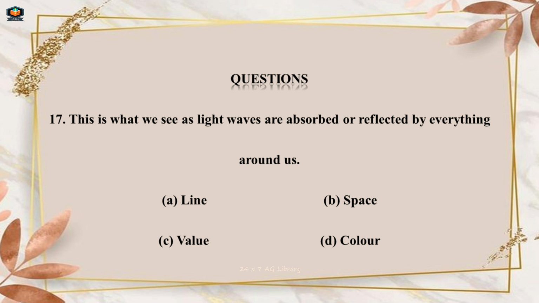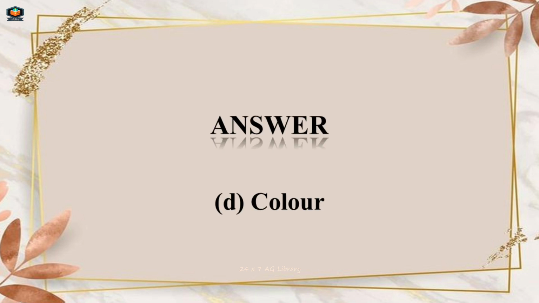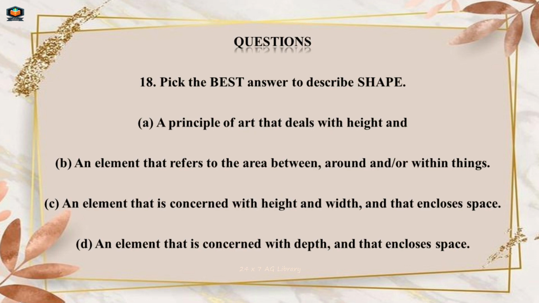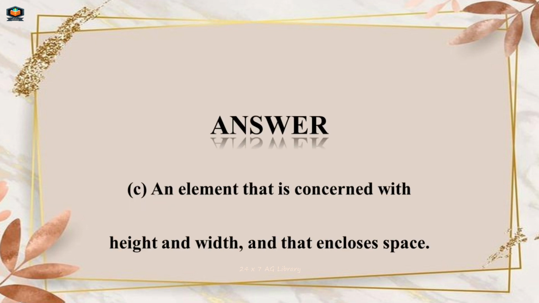Question 17. This is what we see as light waves are absorbed or reflected by everything around us. A. Line. B. Space. C. Value. D. Color. Answer. D. Color. Question 18. Pick the best answer to describe shape. A. A principle of art that deals with height and B. An element that refers to the area between, around and or within things. C. An element that is concerned with height and width, and that encloses space. D. An element that is concerned with depth, and that encloses space. Answer. C. An element that is concerned with height and width, and that encloses space.